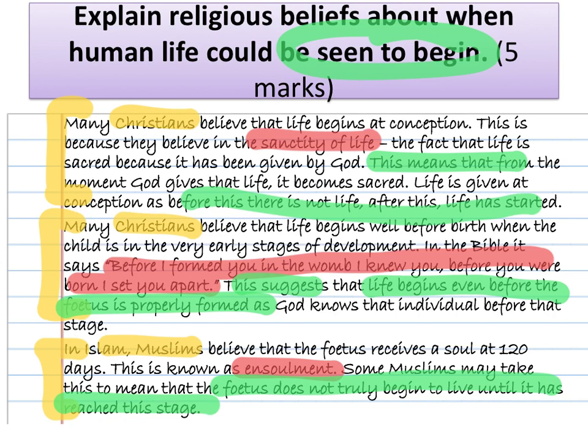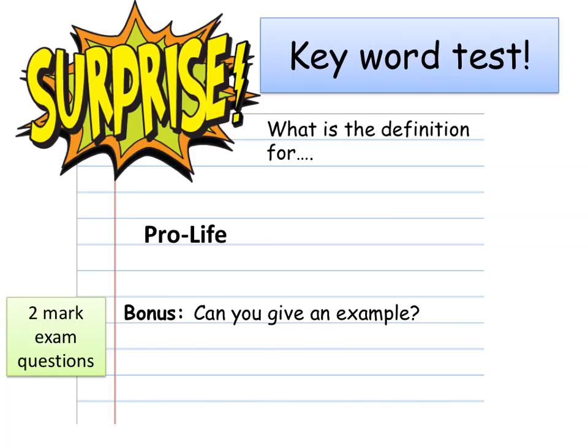The PEEL structure that we're following here means that it's really clear where each one of our points starts and finishes, and how each one of the points answers a question. It also makes sure that in each one of the points that we make, we've got a specific religious teaching that's well explained. Time for another keywords test.